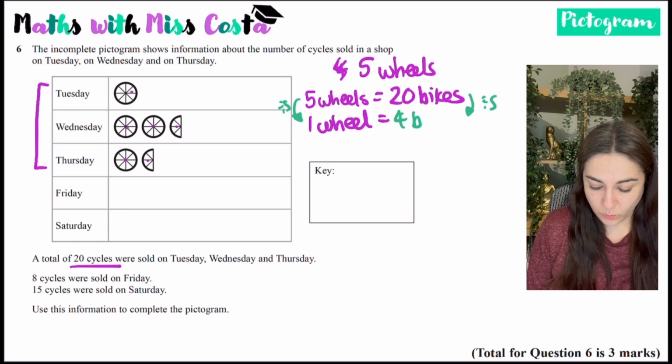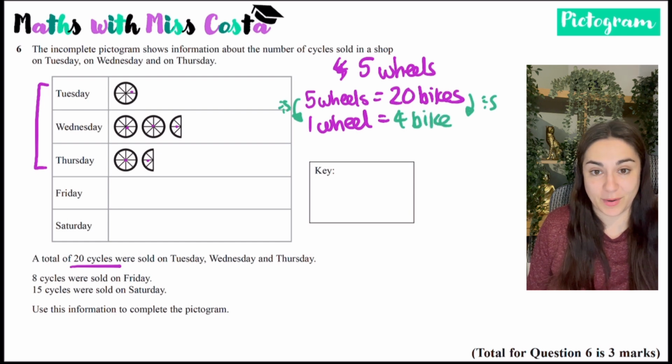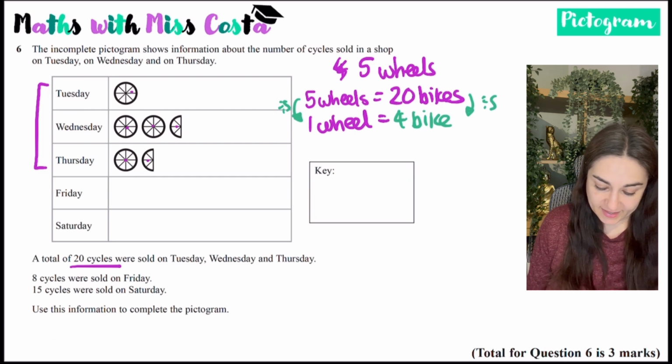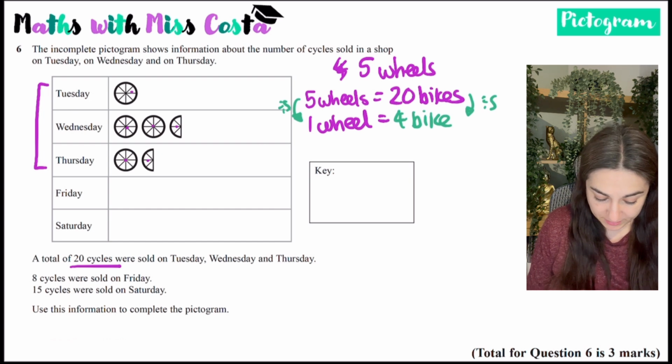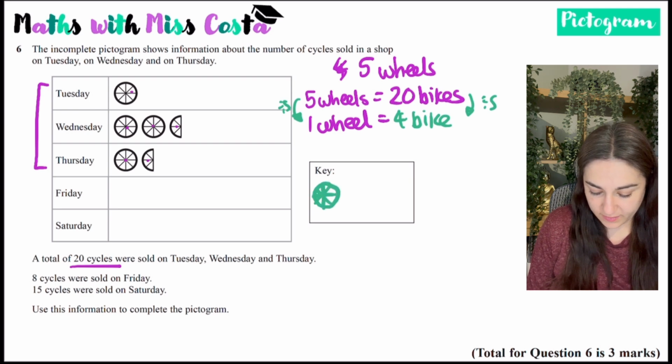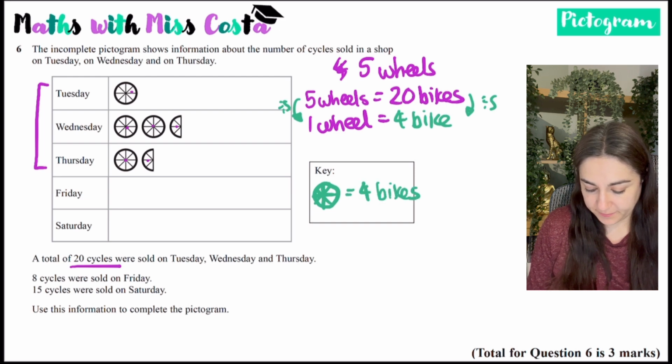it tells us that 1 wheel must represent 4 bikes, because a pictogram, the picture represents a certain number of the thing you're doing. So in this case, we figured out that 1 wheel must represent 4 bikes because 5 full wheels make up 20 bikes. So then we've got a blank key. We can just write over here that 1 wheel is equal to 4 bikes.